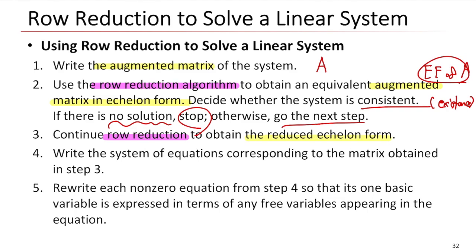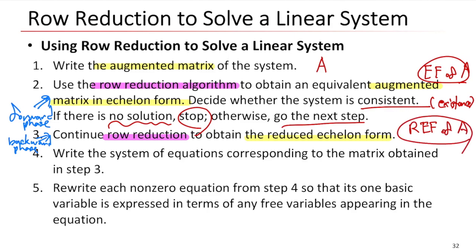reduced echelon form. Okay, so it means that using the fourth phase of the row reduction algorithm, the backward phase of row reduction algorithm, to get the reduced echelon form. Okay, so it is called the reduced echelon form of matrix A.